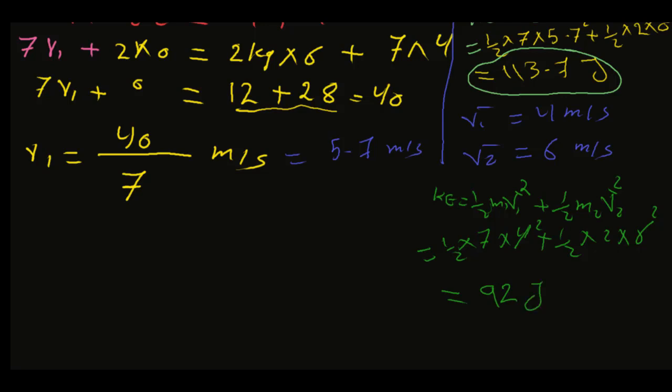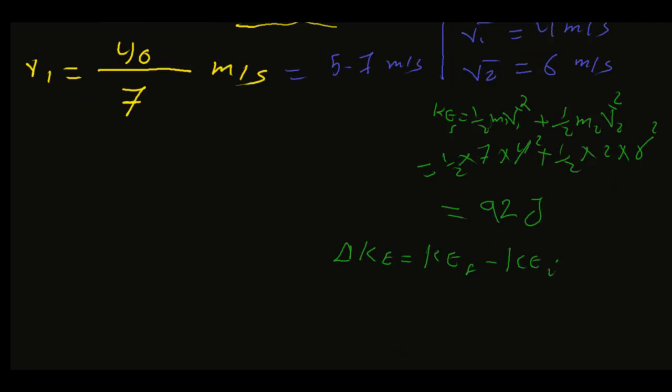If I ask about the change in the kinetic energy, in this case I need to find the final kinetic energy minus the initial kinetic energy. The final kinetic energy is 92 minus the initial kinetic energy, which is 113.7. So the right answer will be minus 21.3 joule. So in this process, the system loses about 21.3 joule during this collision.